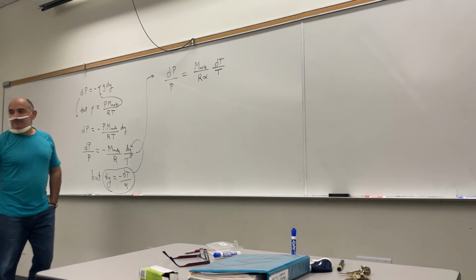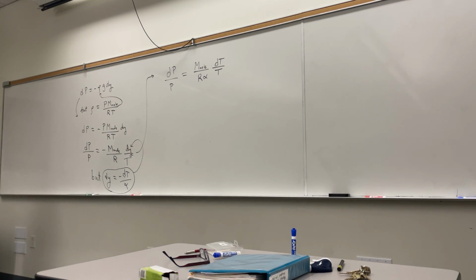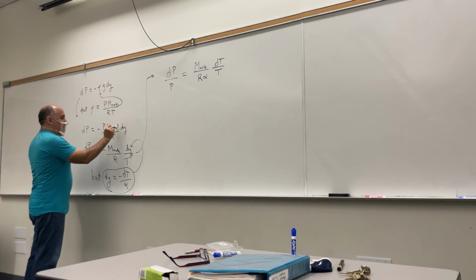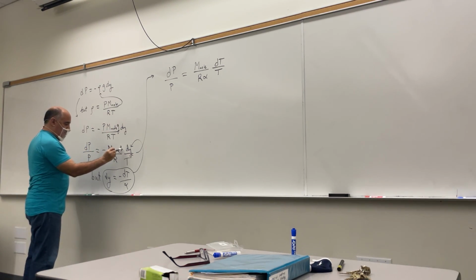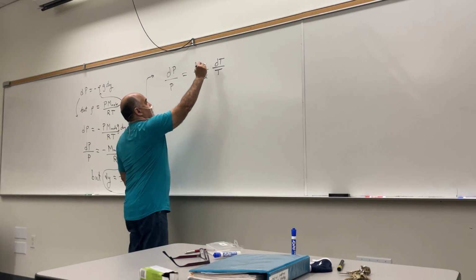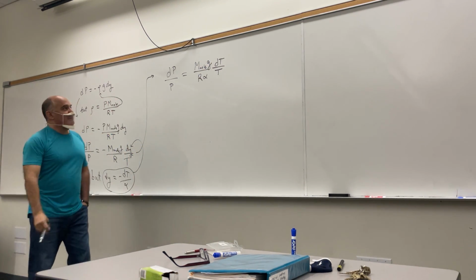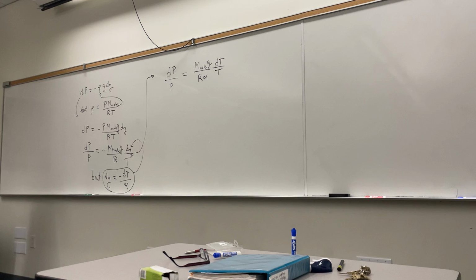Is that right? Let me step away and look at it from a distance. Where did G go? The G, I lost it here. So the G should be here. Good. That's it. The sign is correct.